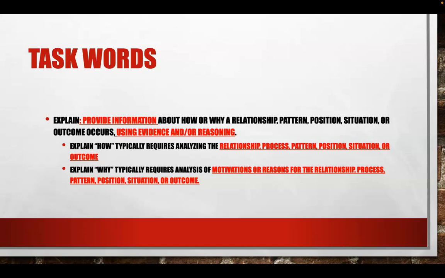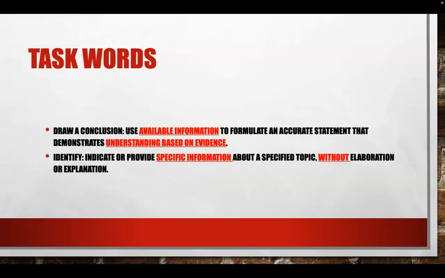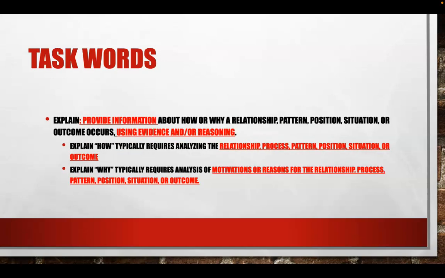When you're explaining, you need to provide information about how, why, or something is taking place, and you need to use evidence and reason. So previously, when we were looking at identify, where you're just stating what it is, this is where you're taking it further. You're stating what it is, and then you're explaining why this matters. Typically, you'll either explain the how or the why. The how talks about the relationship, the process, pattern, position, situation, or outcome.